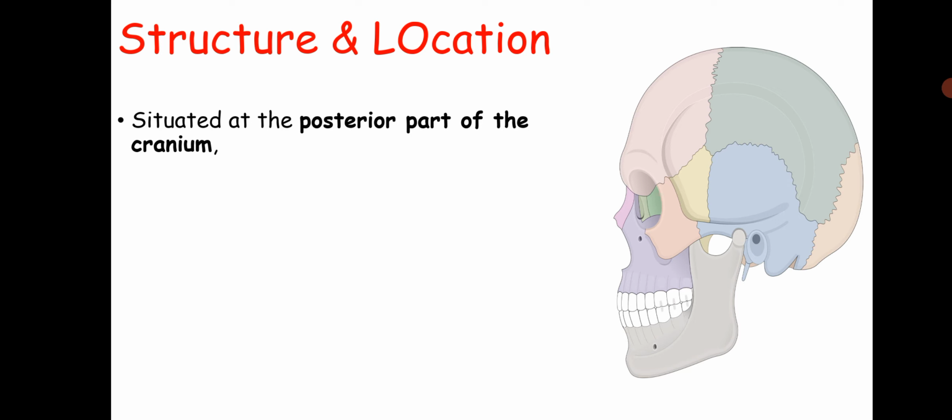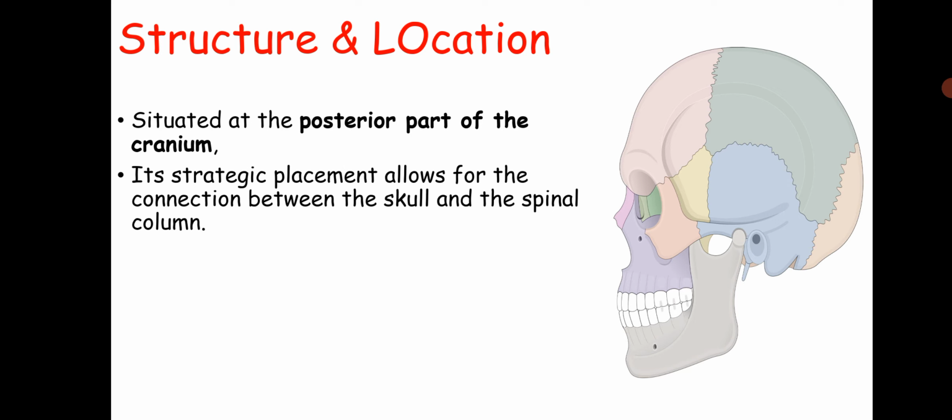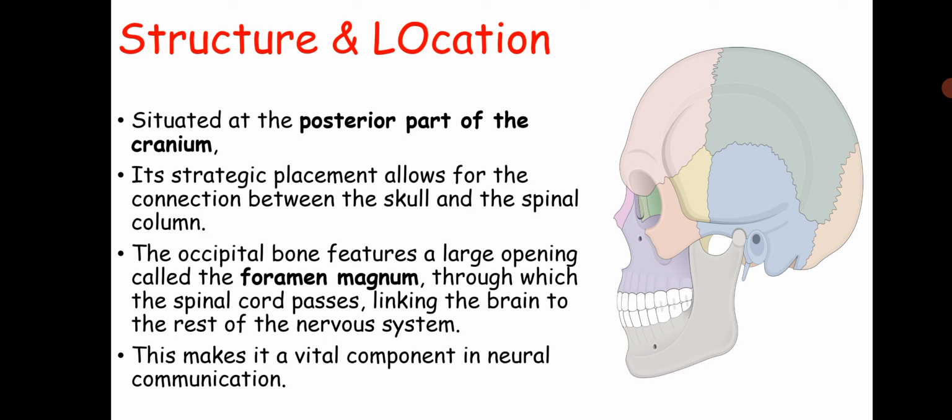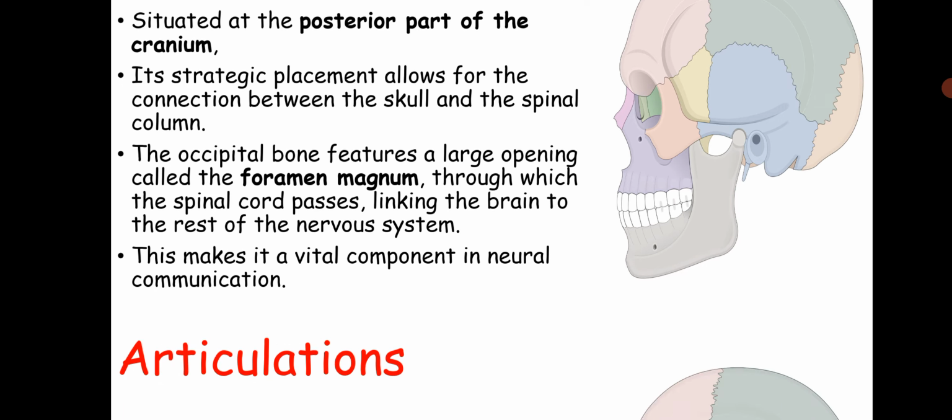It is situated at the posterior part of cranium. Its strategic placement allows for the connection between skull and spinal column. Occipital bone features a large opening called the foramen magnum through which the spinal cord passes, linking the brain to the rest of nervous system. This makes it vital component in neural communication.